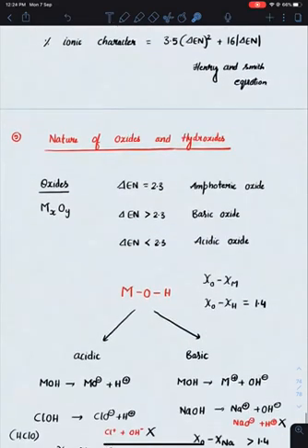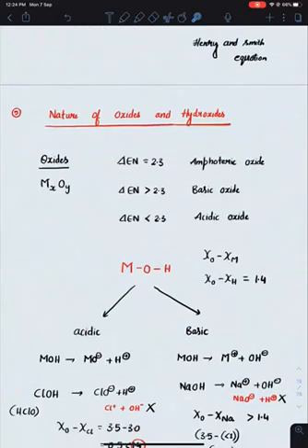Nature of the oxides. If the electronegativity difference is 2.3, they are considered to be amphoteric. Greater than 2.3, it will be a basic oxide. Less than 2.3, it will be an acidic oxide.